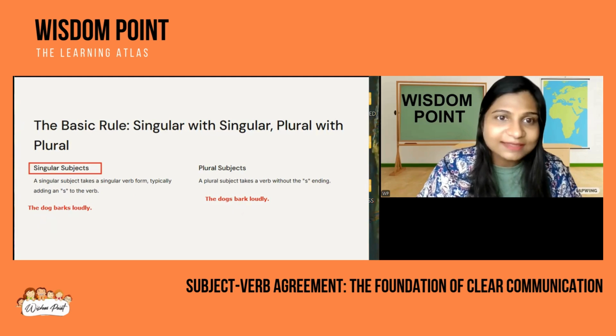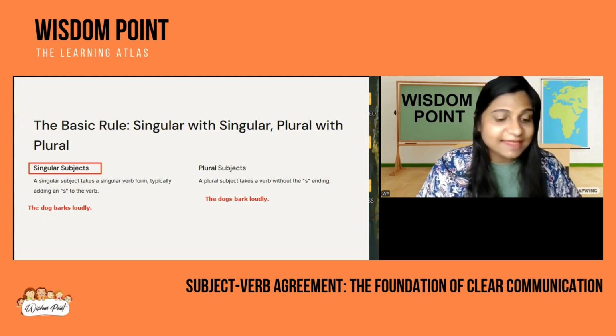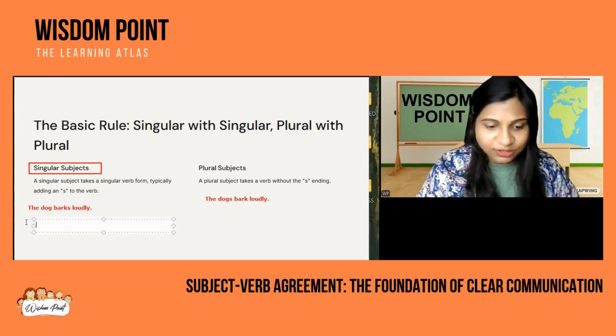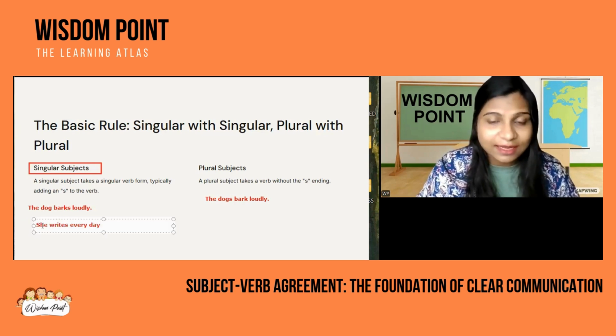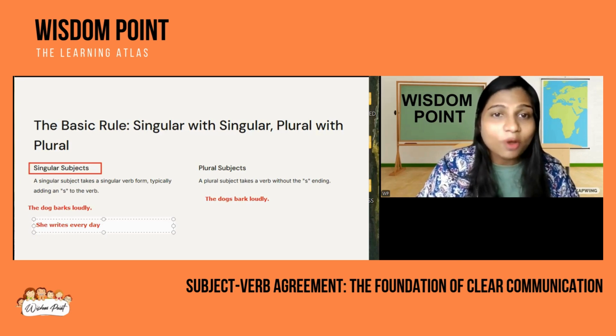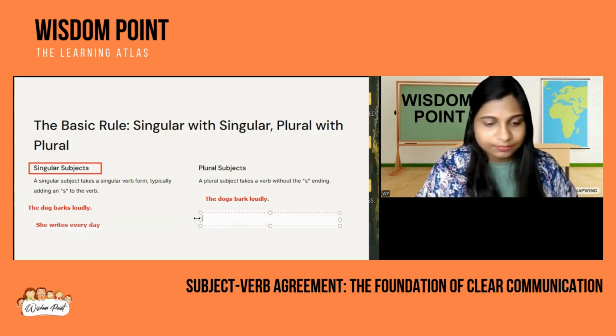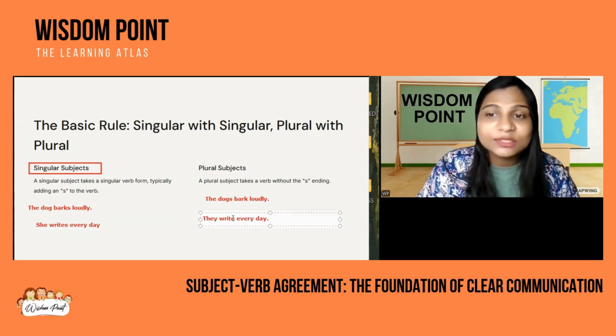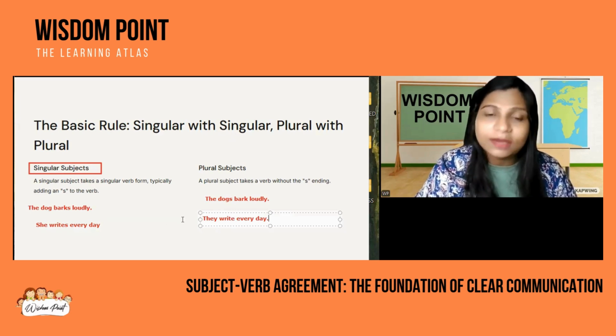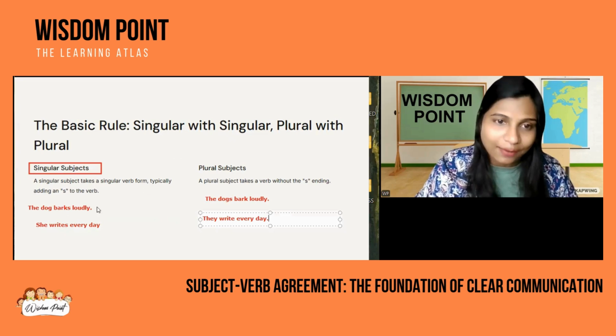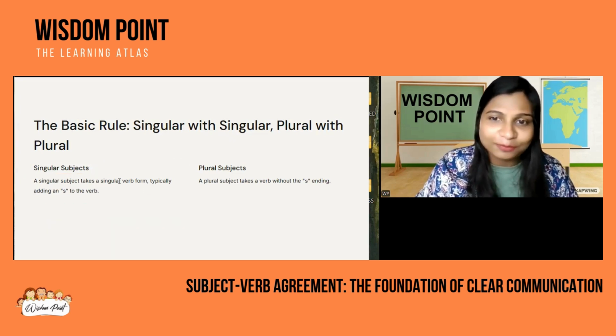Now another example. She writes every day. What does she do? She writes every day. She, I'm talking about a girl, writes. So I have S in it, right? Now, if I'm talking about more than one person, I'll use they. When I'm using they, there is no S in the word. That is something which you have to understand. If you're adding S in a verb, it becomes singular. If no S, that is a plural one. Now, let's move on.